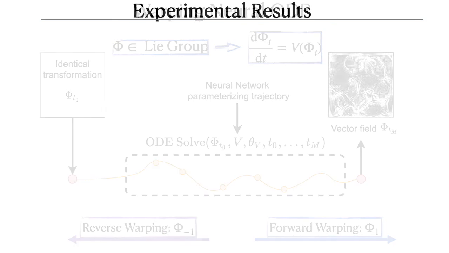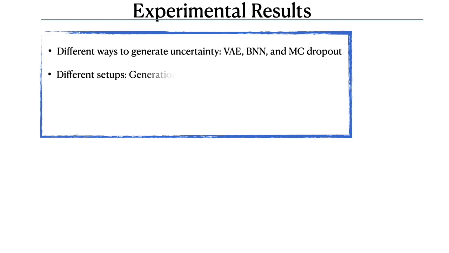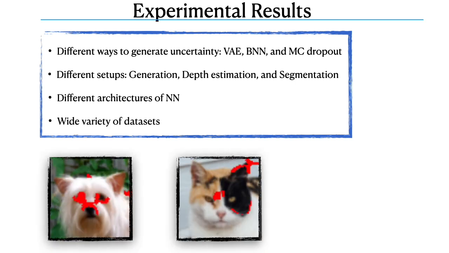We show our approach works with different ways to generate uncertainty in different setups, for different architectures of neural networks, and for a wide variety of datasets.